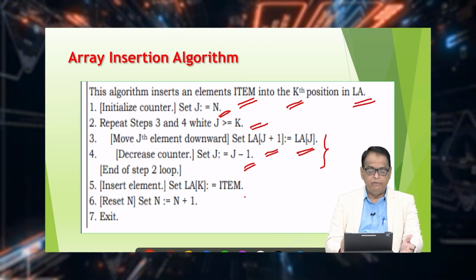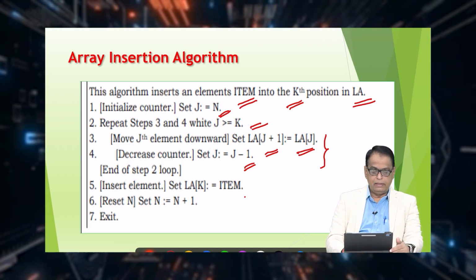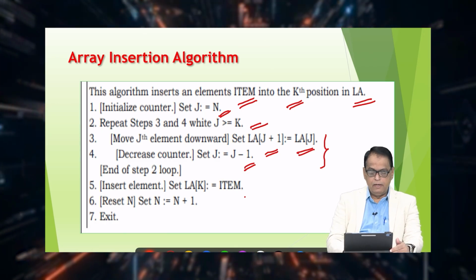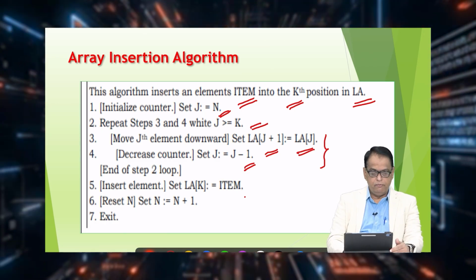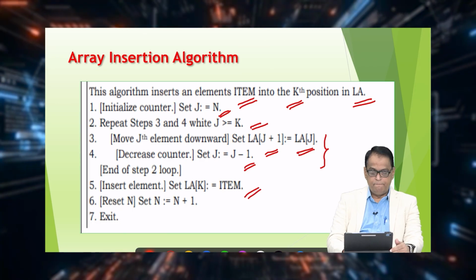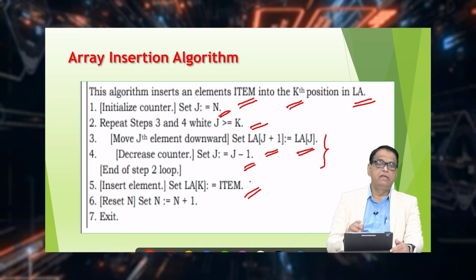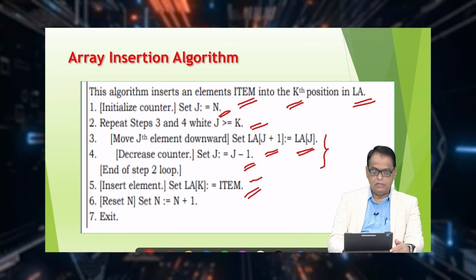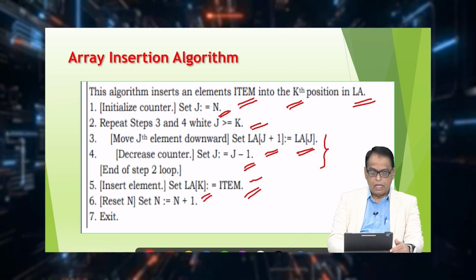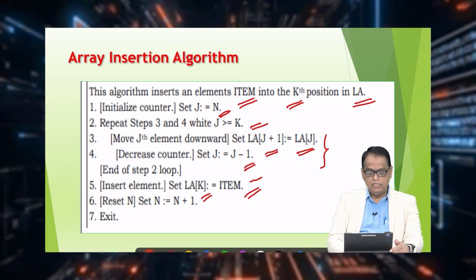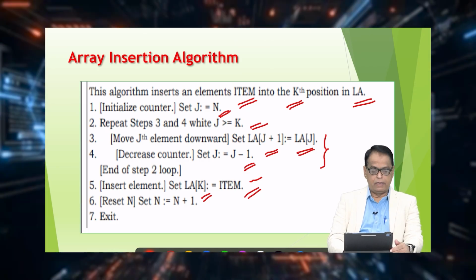If it is not, then we will exit the algorithm. And then finally, when the space is being created, we will insert the element. For the insertion of the element, we will use step number 5. In step number 5, we will write LA[K] = atom. Atom is the value that we want to insert, and we are inserting it at the kth position, and therefore we will write this step LA[K] = atom.